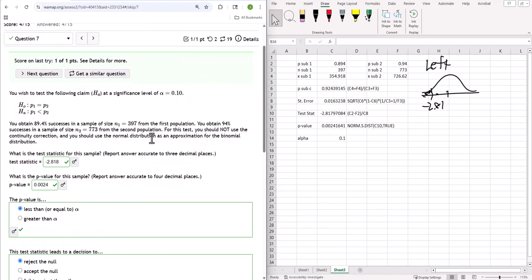I wanted to talk really quickly. I know this is the third one. It says for this test you should not use the continuity correction, and you should use the normal distribution as an approximation for the binomial distribution. So I hadn't really addressed this in the other questions. Mathematics instructors have a tendency to have a really hard time writing things that aren't always true. So there are some things in statistics that we're just kind of ignoring, like a continuity correction and things like that. To simplify this, this is an introductory statistics course.